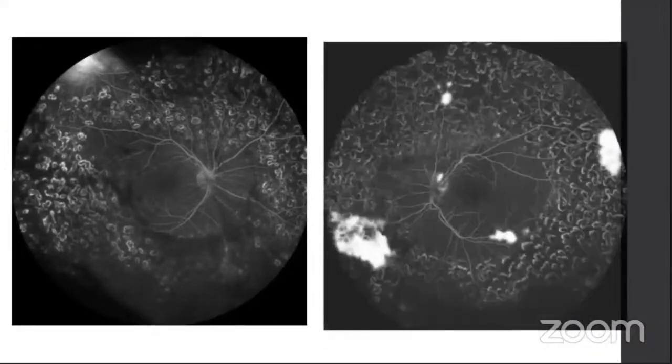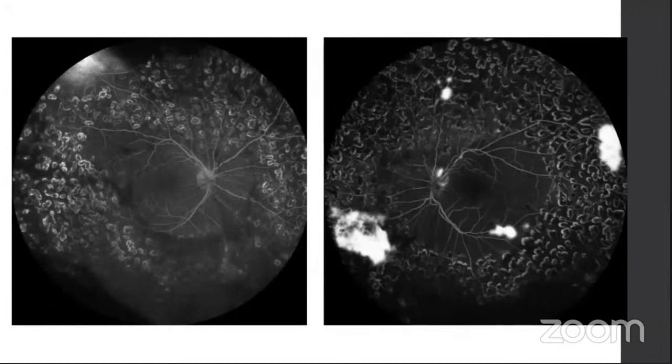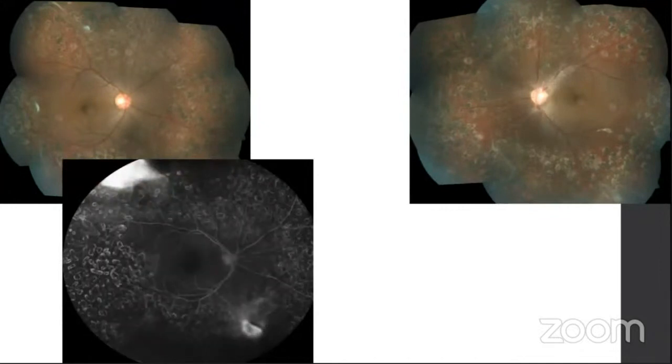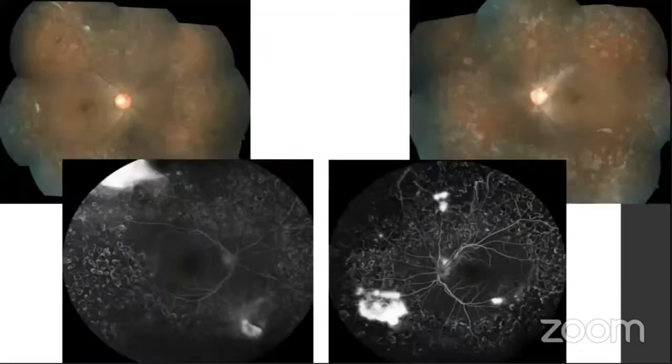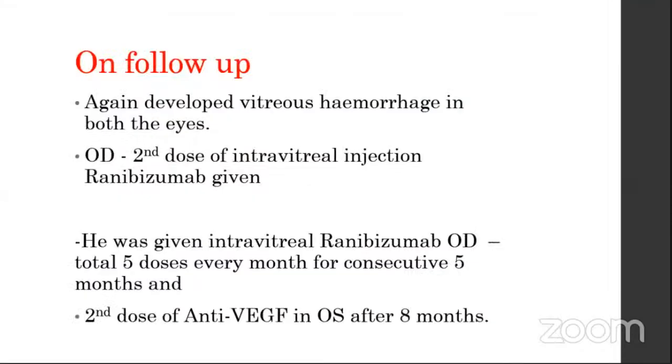But on FFA, we found neovascularization elsewhere and neovascularization of the disc. So we decided to just observe. But on next visit, we found that this neovascularization was still persisting, and we decided to go for anti-VEGF in left eye. And he again developed vitreous hemorrhage in both the eyes. So in right eye, second dose of injection ranibizumab was given. To summarize, he was given intravitreal ranibizumab in right eye, total 5 doses every month for consecutive 5 months, and second dose of anti-VEGF in left eye after 8 months.